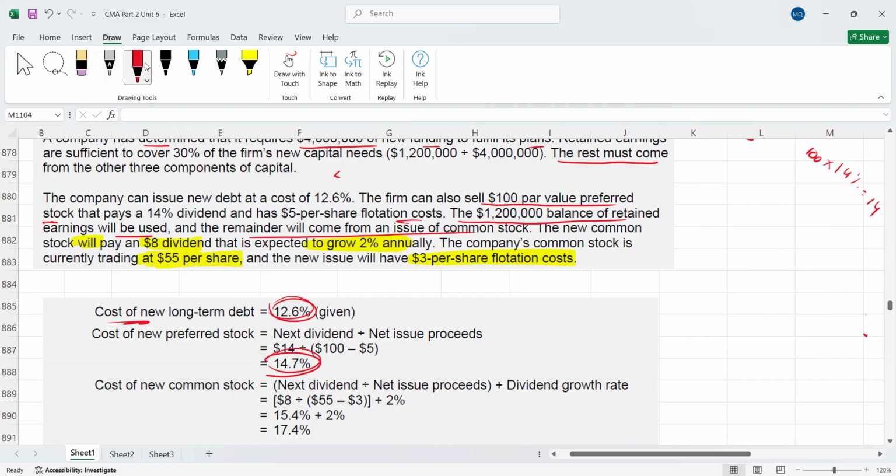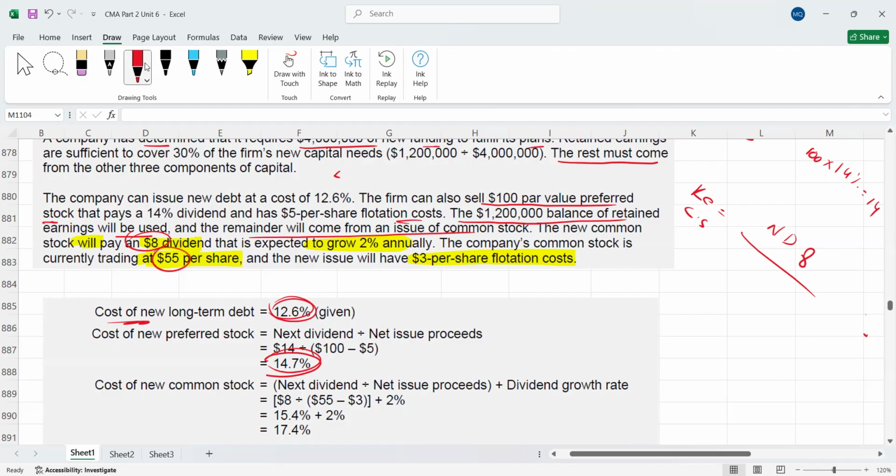Cost of equity for common stock. For common stock, we are calculating. Okay. I told you we'll take next dividend, which is given here as $8. Okay. Divided by net issue proceed, which is equals market value minus flotation cost.